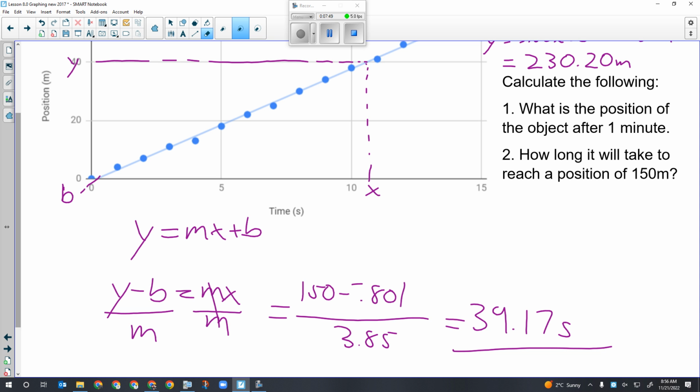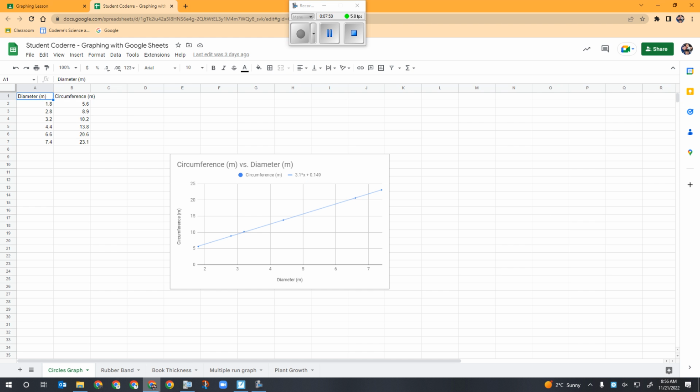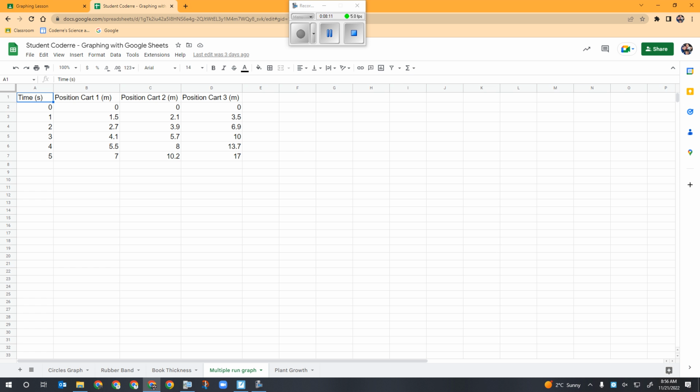All right, I want to have a look at the next one, which is a multiple series graph. So we're going to have data that looks like this. If we go into that file, it's called multiple run graph. So we're going to pull up that data. I've got to sit down to do this. If I want to do a multiple run graph, I'm going to click and drag and highlight all of my data. Same as before, there's just more of it.